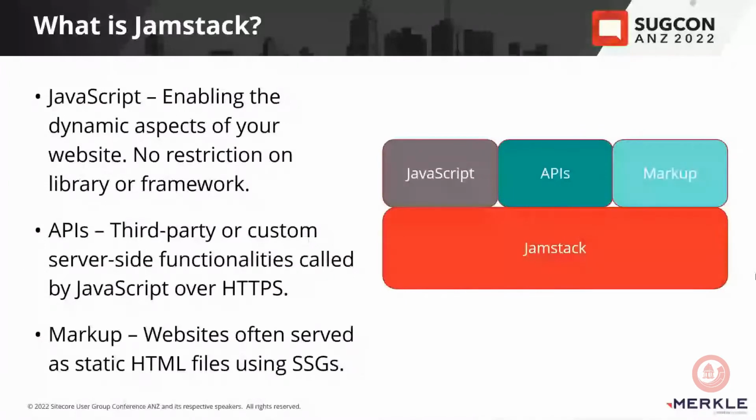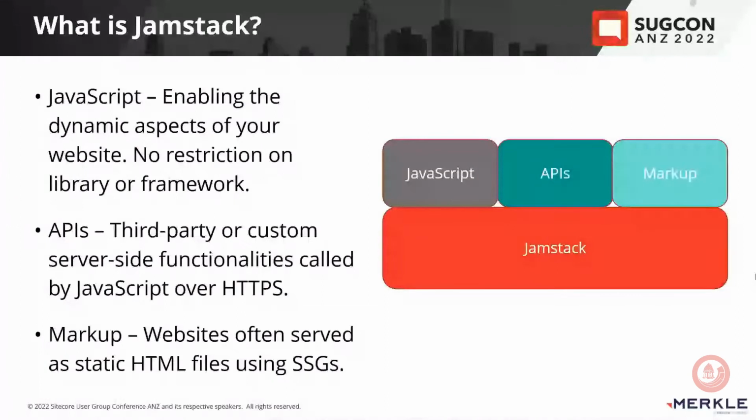You've got APIs. Those are your third-party or custom server-side functionalities that are called by your JavaScript over HTTPS. So if you need to go get data from a CRM and render it out on a profile page, for example, your JavaScript would call that maybe at build time or maybe at runtime, and it would render it out over HTTPS. And then finally, markup.